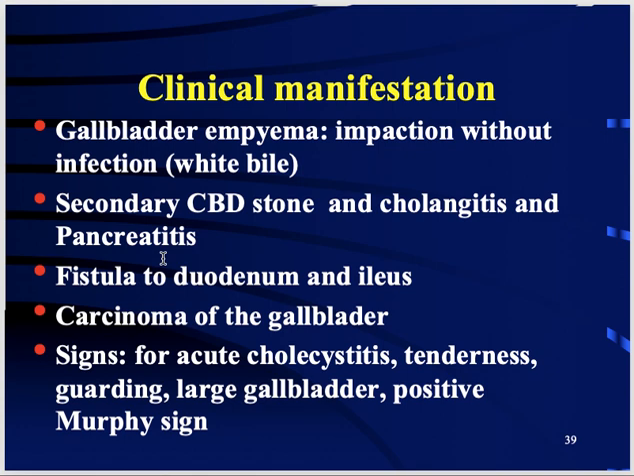Whenever someone has pain in the gallbladder, we call it biliary colic. It could be acute cholecystitis or it could be chronic cholecystitis. See, the clinical manifestations include gallbladder empyema, infection, white bile, secondary CBD stone, cholangitis and pancreatitis. It could lead to fistula formation. Okay, so the signs for acute cholecystitis are tenderness, guarding, large gallbladder, and positive Murphy sign.